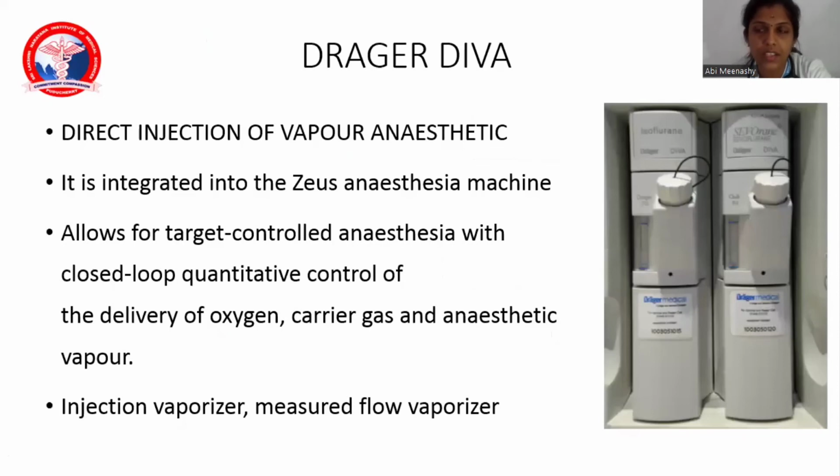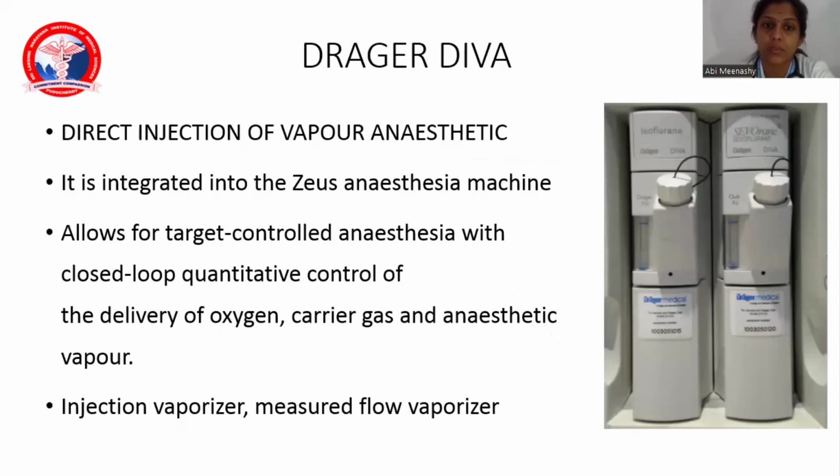Okay, Drager DIVA is another modern vaporizer. DIVA stands for direct injection of vapor anesthetic. This is integrated into a Zeus anesthesia machine. It allows for target controlled anesthesia. You just have to enter whatever concentration you need, whatever MAC value you need. Accordingly, the fresh gas flow and the vapor concentration will be decided by the CPU.